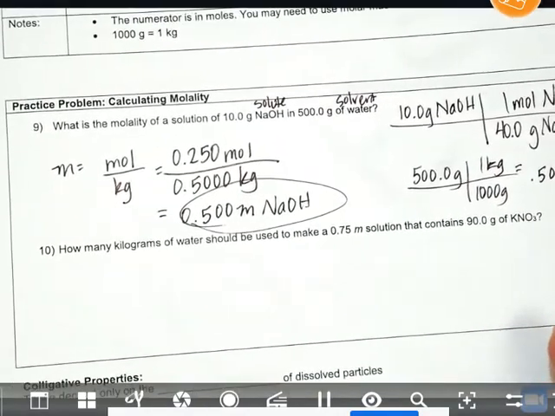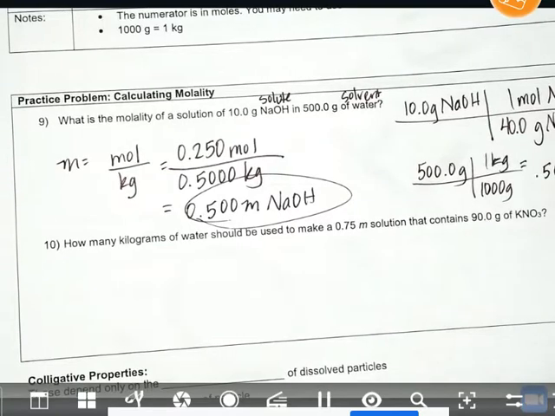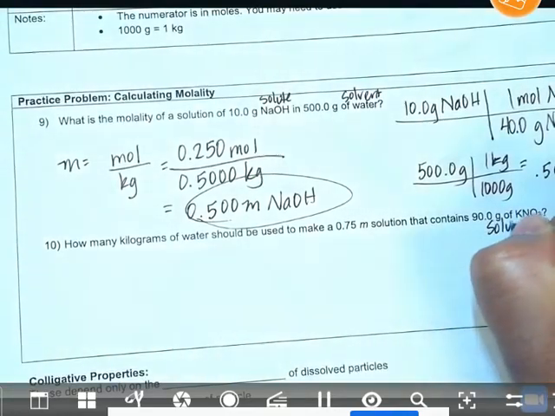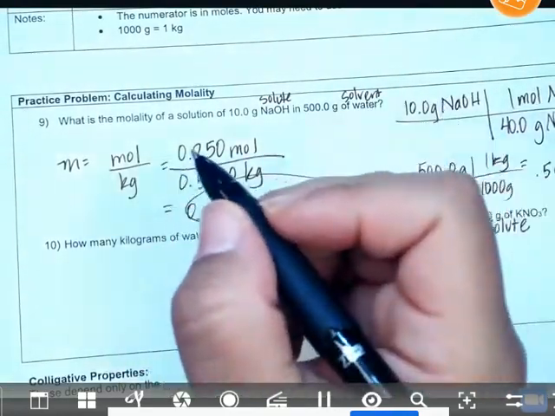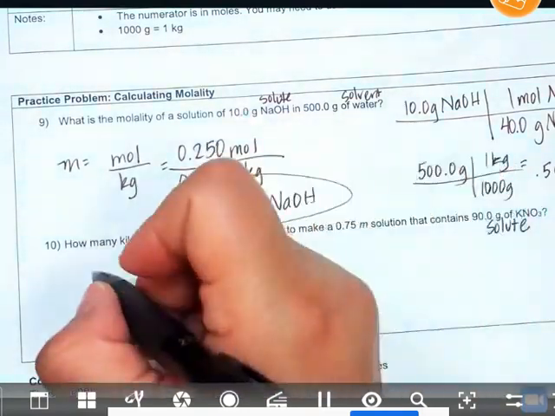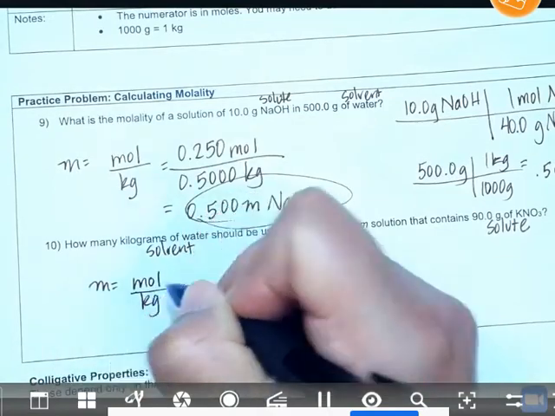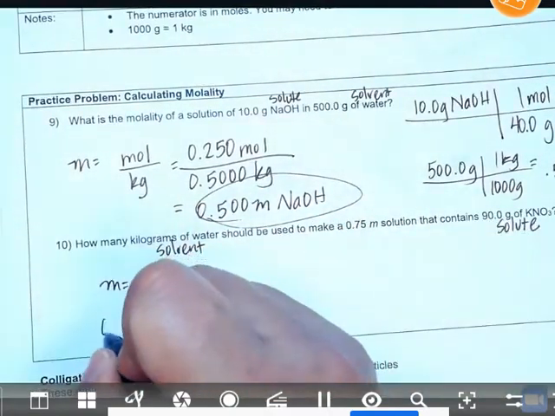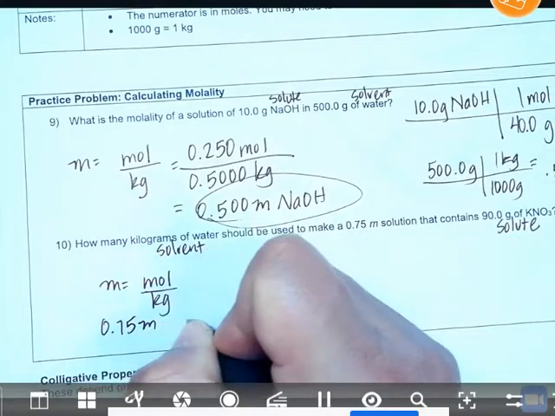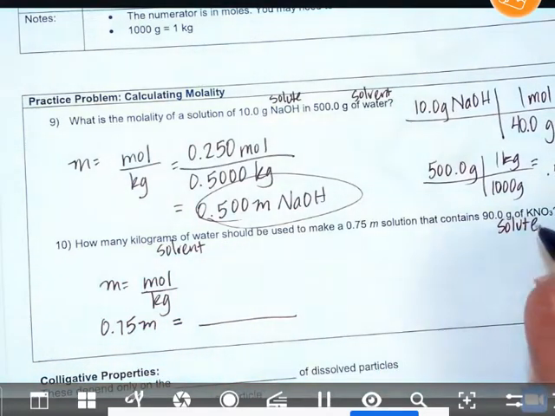Another problem that typically you will find with molality is that they want you to find the kilograms of water that should be used to make a solution with so many grams of the solute. So once again, this is my solute. This is my solvent. So we start with the equation. Molality is moles over kilograms. So I have 0.75 molal equals the mole amount. So I've got to figure that out.